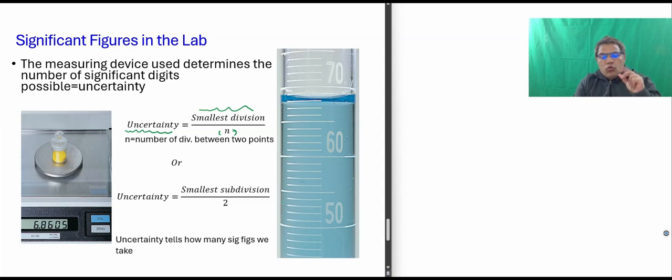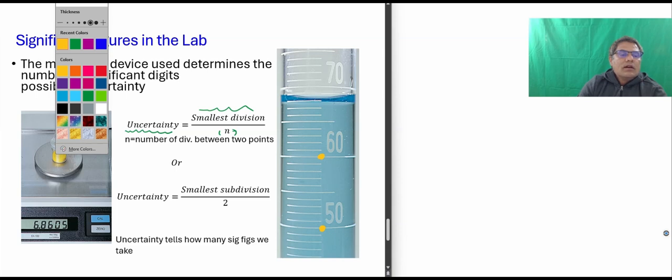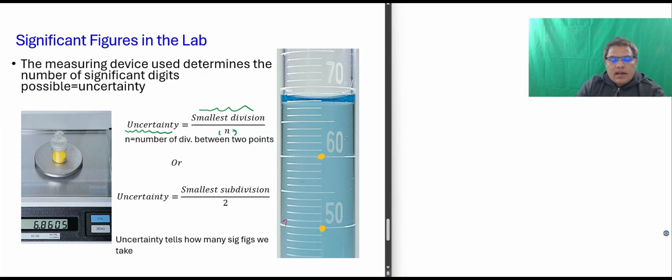Now what will be the uncertainty of this measuring cylinder? Let's see the 2 points. First of all, between 2 points, one point is 50. Okay, see, the two orange points: one point is 50, the other point is 60. What is the smallest subdivision? Let me mark the smallest subdivision with another color, maybe red. Okay, this is your smallest subdivision.